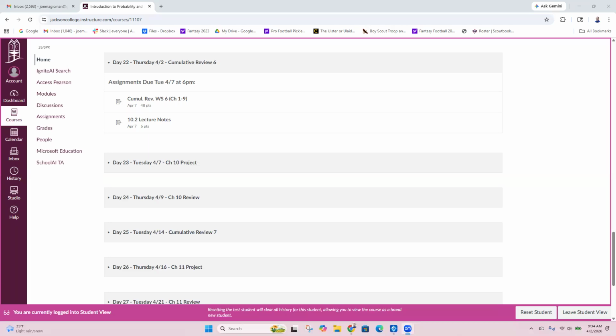Next week on Tuesday and Thursday, we'll be talking about chapter 10 stuff. Chapter 10 is about hypothesis testing, and that's going to be our topic for the rest of the semester. But today we're going to pause before we jump into that and do the cumulative review and review all the stuff that we've learned up to this point.